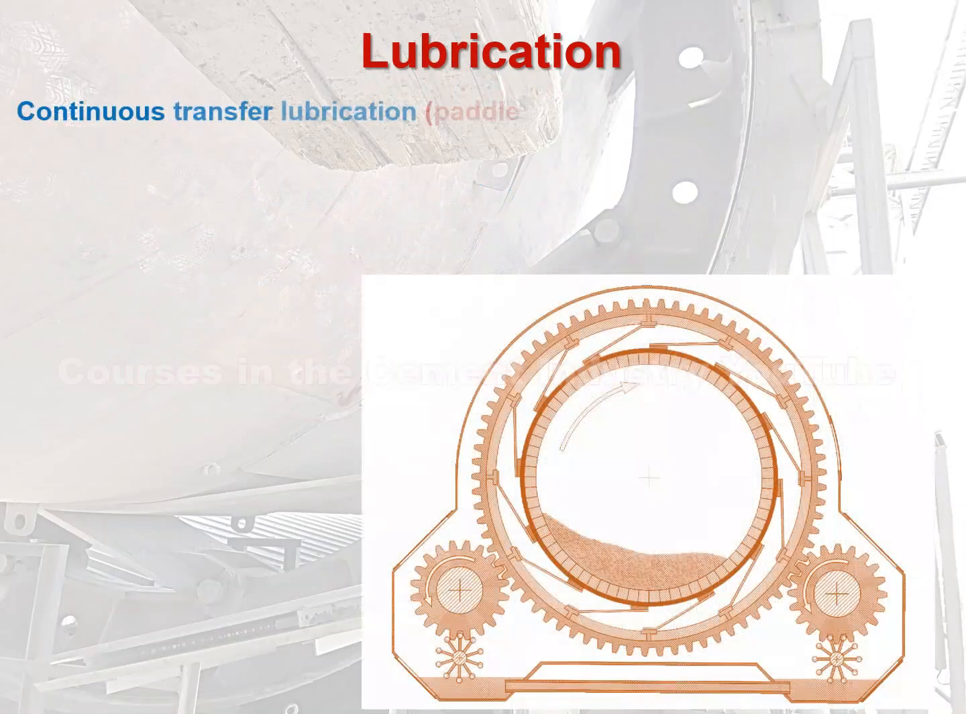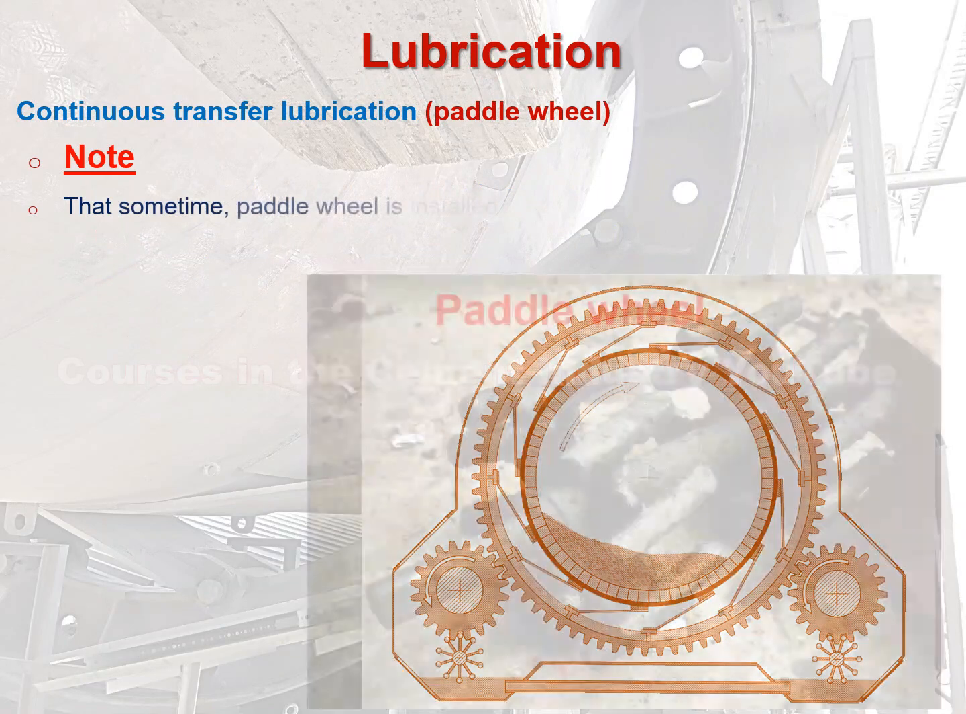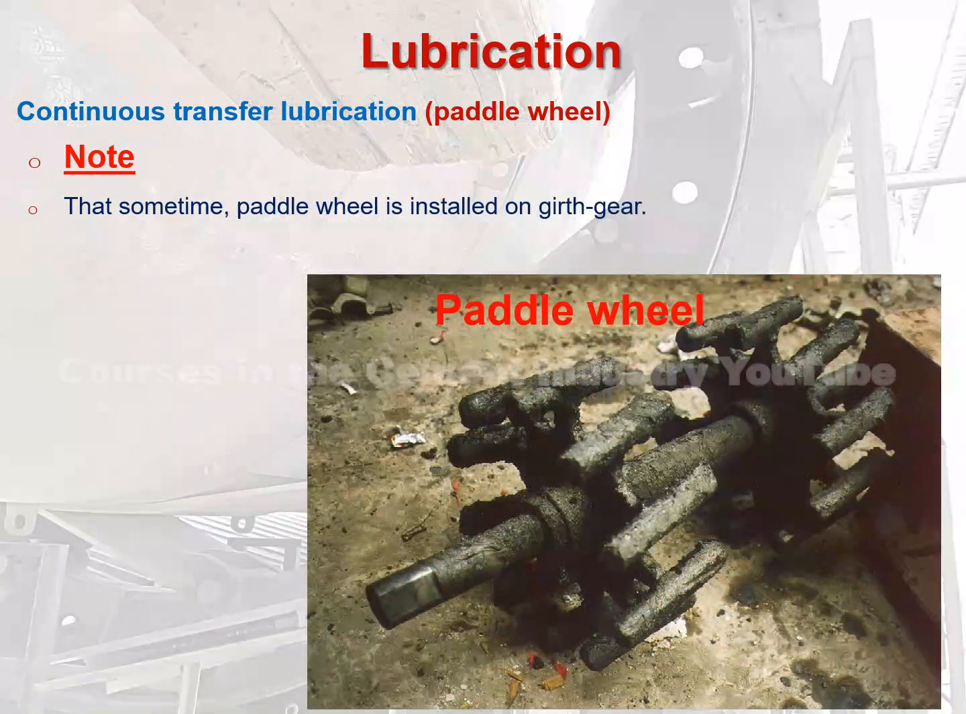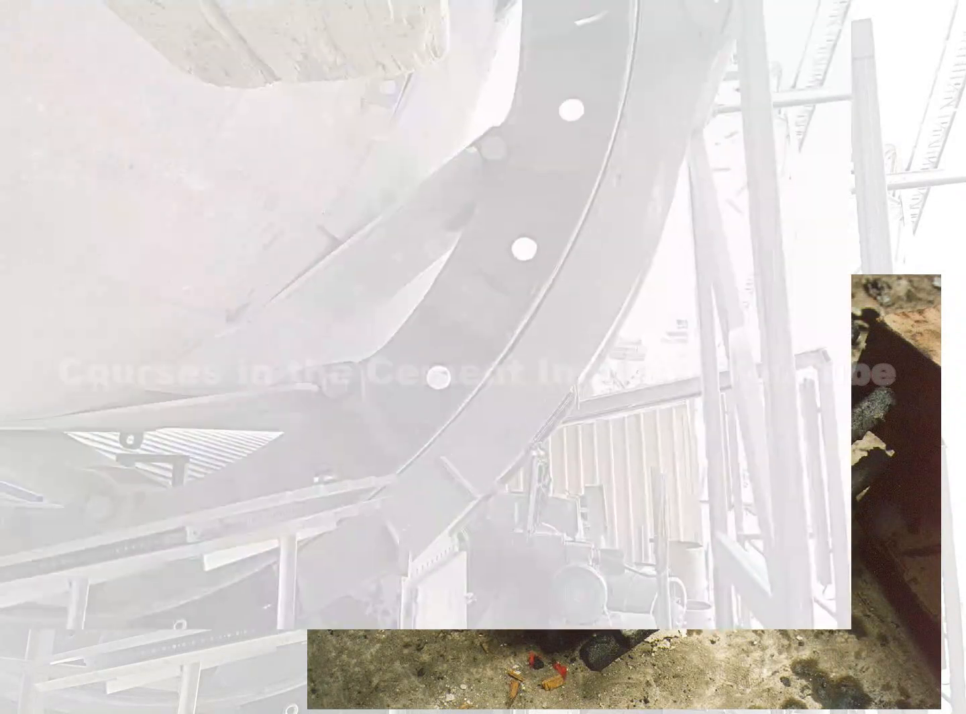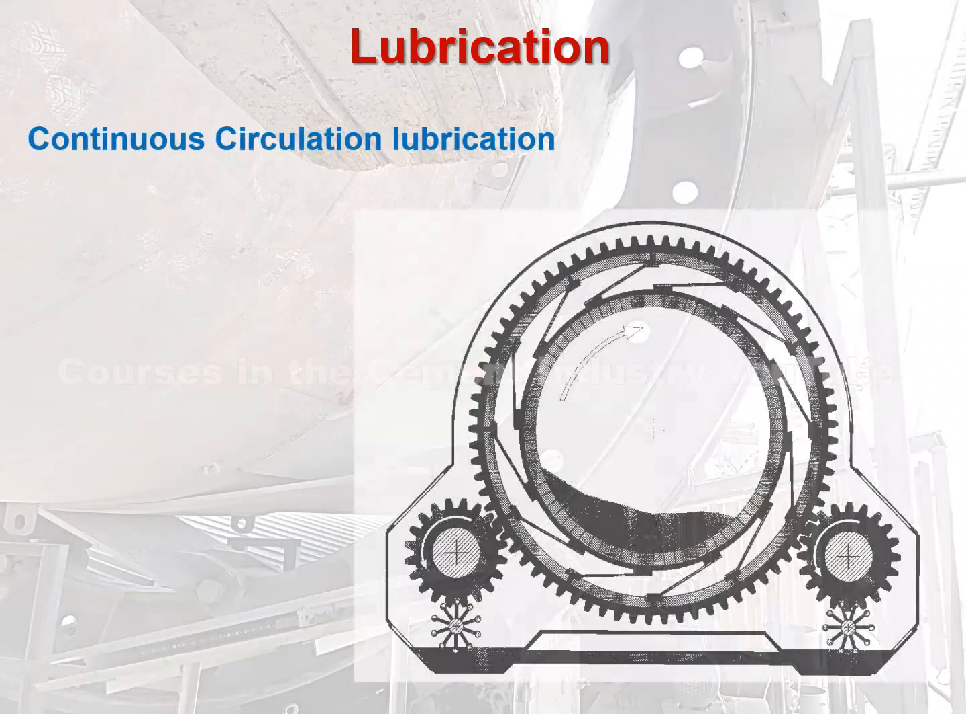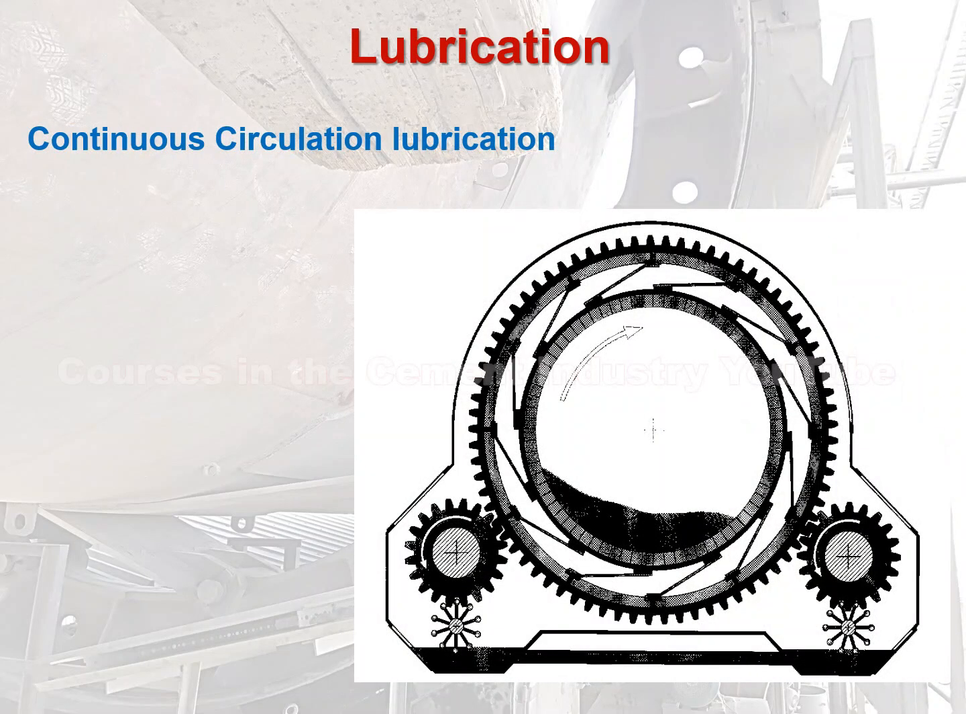Continuous transfer lubrication, paddle wheel. Note. 1. That sometimes, paddle wheel is installed on girth gear. 2. It is important to check sump and paddle wheel regularly. Continuous circulation lubrication. 1. Lubrication to be applied uniformly. 2. Filters must be checked regularly.